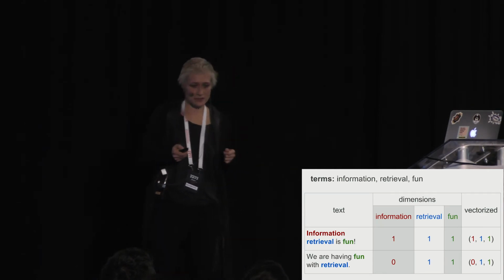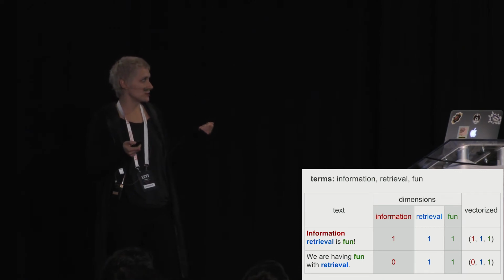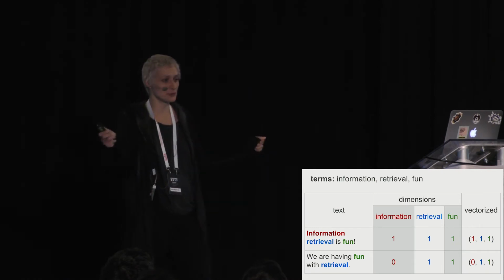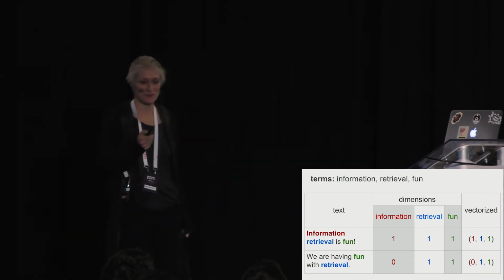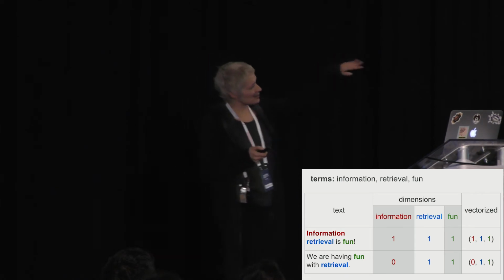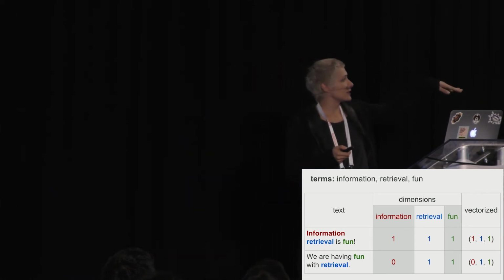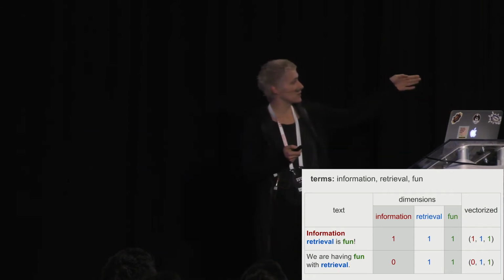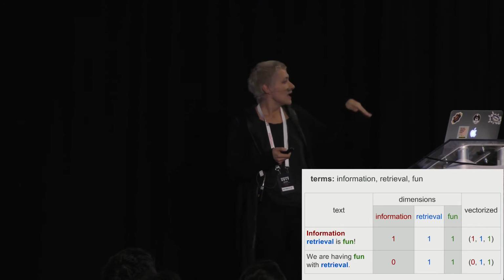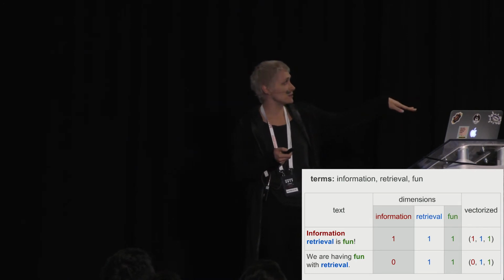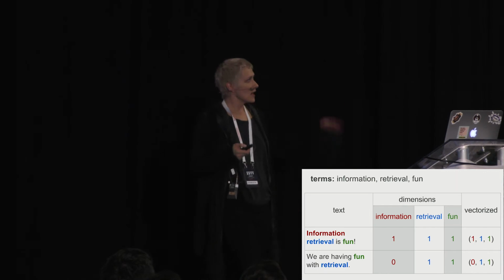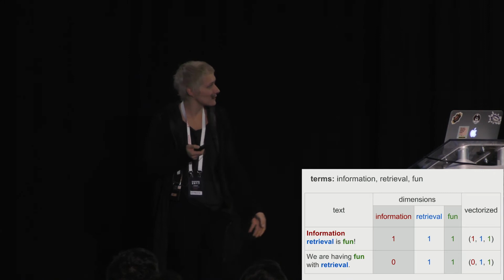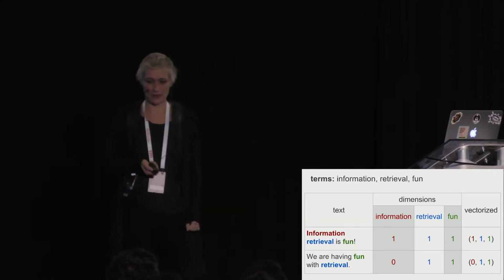So we've got two texts. The first, information retrieval is fun, haha. And the second, we are having fun with retrieval, whatever that means. I just needed an example. So on the first dimension, the first text will have a coordinate valued as 1 because the information term is present in it. In the second text, it will be 0 because there is no such term. And we do that with every term we are interested in, and then the text is vectorized somehow.